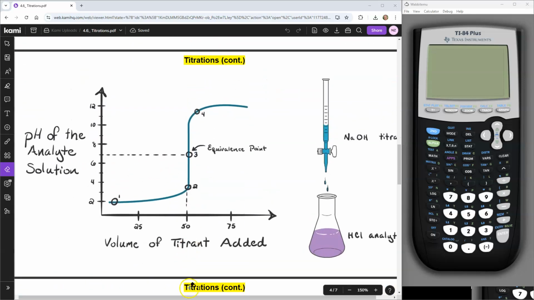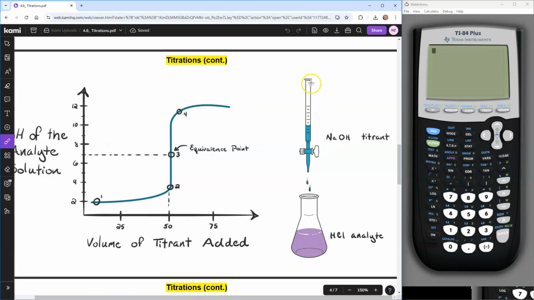So here is the setup for an acid-base titration. And we use the same setup for all of our titrations, but in this case we're looking specifically at pH, so this is an acid-base titration. So our setup uses a burette. Our burette holds our titrant, which in this case is sodium hydroxide, our base. In our Erlenmeyer flask down below, we have our analyte, which is an unknown concentration of hydrochloric acid.